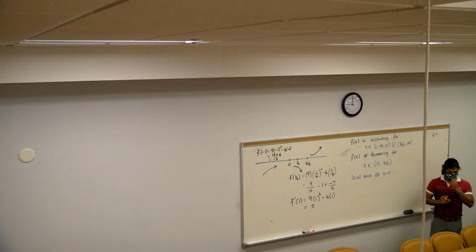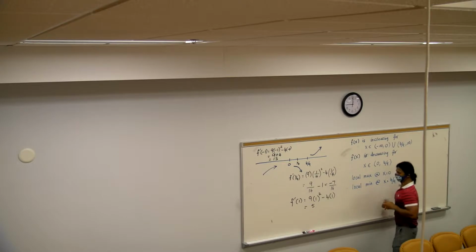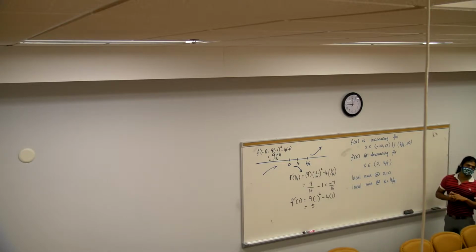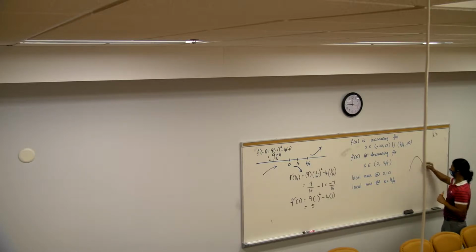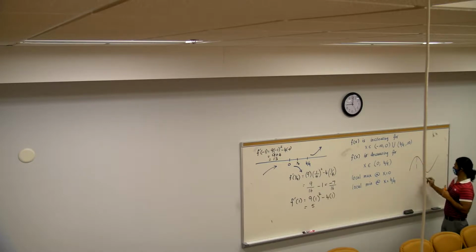Local max at x is equal to 0. Local min at x is equal to 4/9. Good? So pretty much we've got an idea about the function. If I have to arbitrarily go with this function, I'm just going to say it's going to look like that if you graph it. So that point is 0, that point is 4/9 on the x-axis.